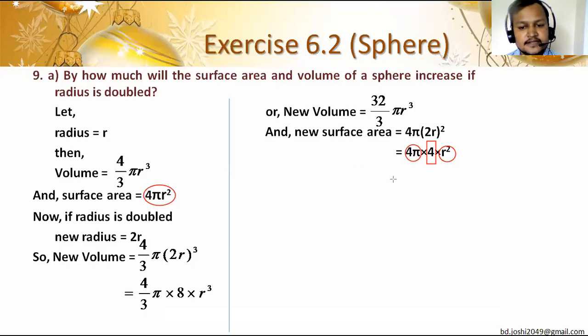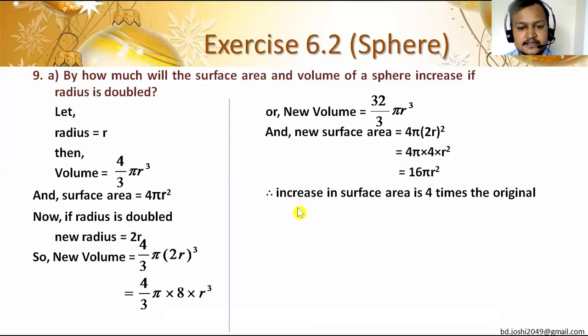Or in terms of difference, we have to subtract the previous surface area from the new surface area. दुई टाइपले यसलाई रिप्रेजेन्ट गर्न सकिन्छ. कतिले इन्क्रिज भयो भन्नको लागि एउटा डिफरेन्स फाइन्ड आउट गरेर यतिले इन्क्रिज भयो भन्न सकिन्छ, या अर्को यति टाइम्सले इन्क्रिज भयो भन्न सकिन्छ. So there are two processes to write the increased surface area or increased volume. So for that, multiplied 4 for the 16 pi r square. So we can say that the increase in surface area is 4 times the original.